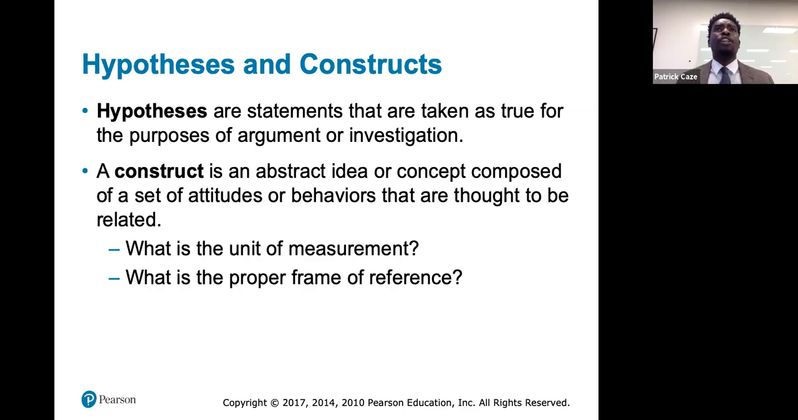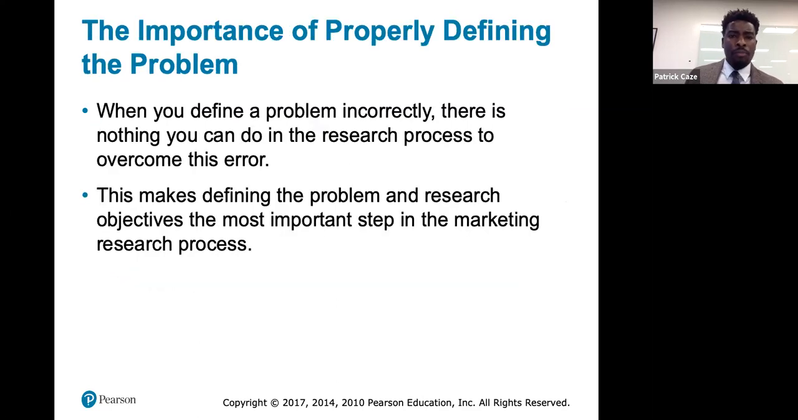So basically a construct is, for example, the social construct of race, of black, white, that kind of thing. They're ideas, but there's no scientific reason as to why someone is black or why someone is white, and for the categorization of those individuals. They're still human beings, but in order to categorize them, we build a social construct of race. And then what's the unit of measurement? What's the proper frame of reference? Again, we will get more in depth into these topics, and along the line you will start to get a better understanding of what is going on.